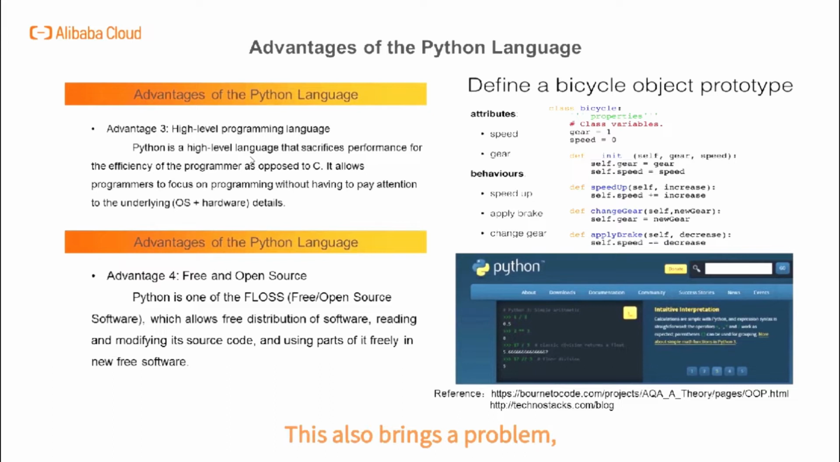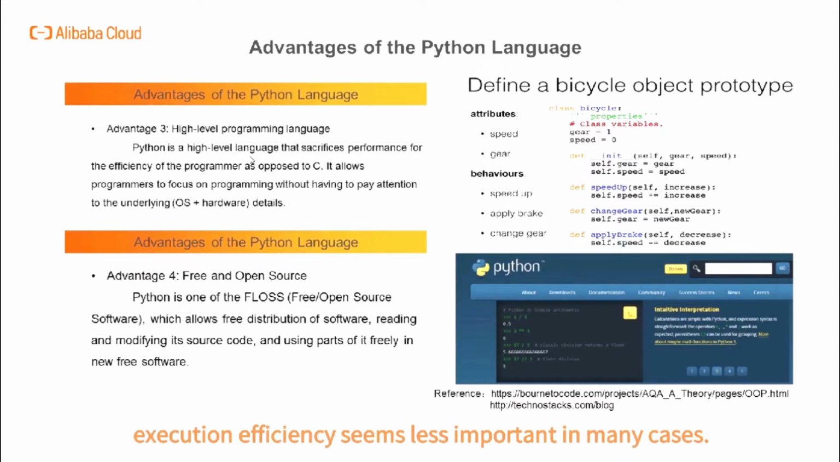This also brings a problem. That is, its execution efficiency will be relatively low. However, given the current improvement in the performance of mainstream hardware, execution efficiency seems less important in many cases. In the picture on the right, we define a bicycle class. This class contains some attributes and behaviors, or member variables and methods. So, this is an example of object-oriented design.